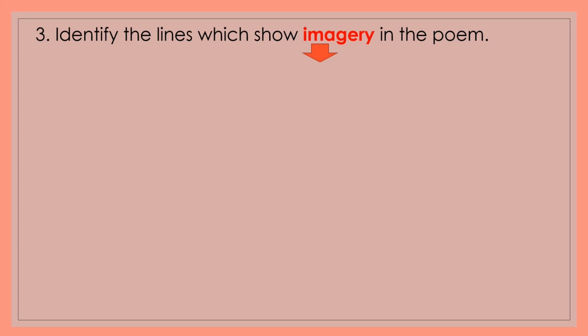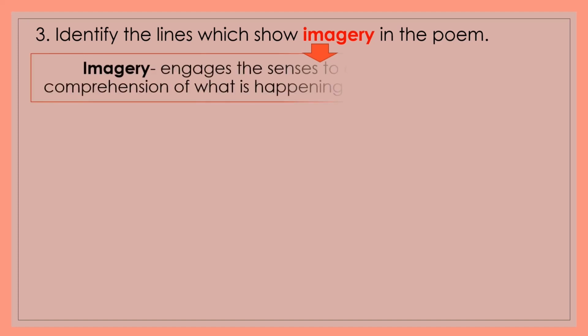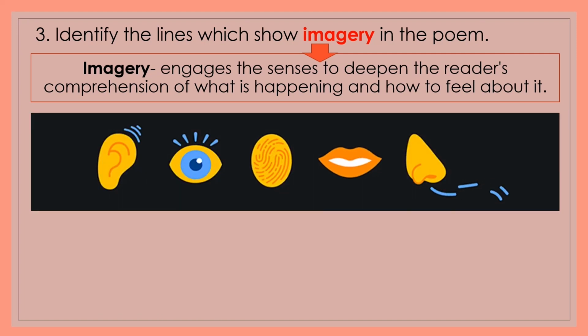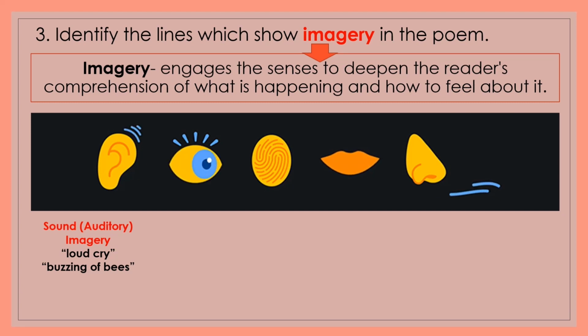Third, identify the lines which show imagery in the poem. Imagery engages the senses to deepen the reader's comprehension of what is happening and how to feel about it. There are 5 types of imagery. Number 1, sound or auditory imagery. It includes music, noise, and even silence. Some examples can be loud cry and buzzing of bees.